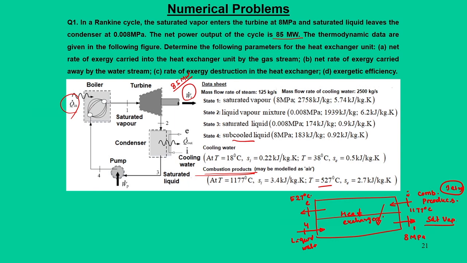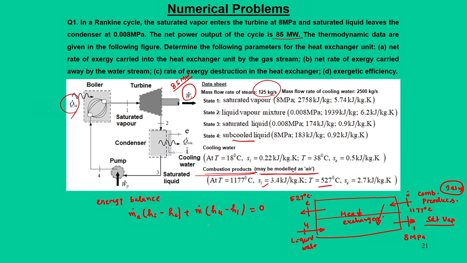For that reason, the first thing we need to find out is, for this steam flow rate, what is the requirement for the combustion products. Here we assume that it can be modeled using data for air, and this air data we get for these conditions, with the entropy at the inlet state and at the exit state. A quick look at the energy balance gives m dot a into (h i minus h e) plus m dot into (h 4 minus h 1) is equal to 0.